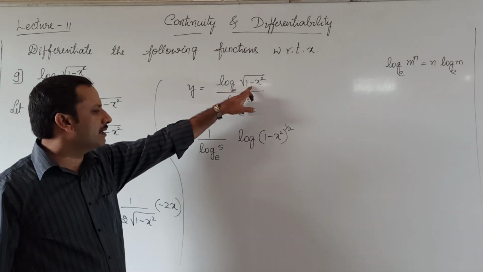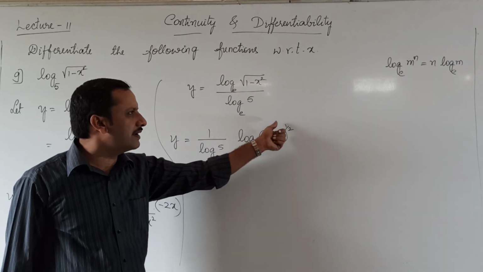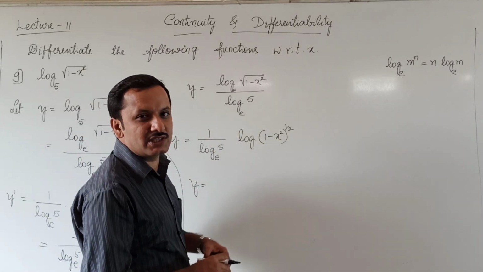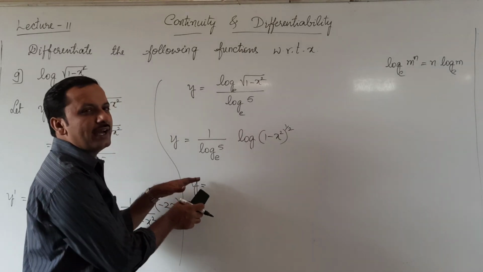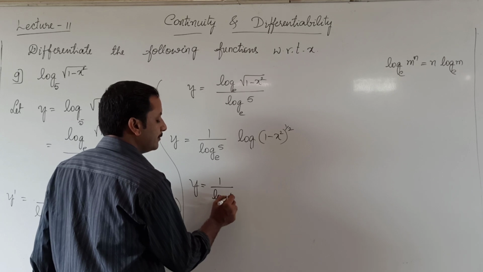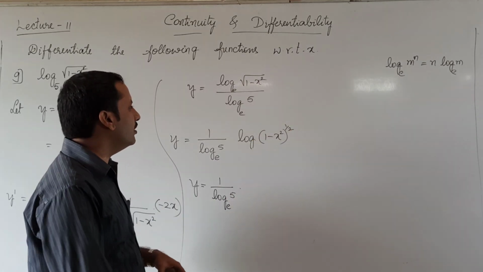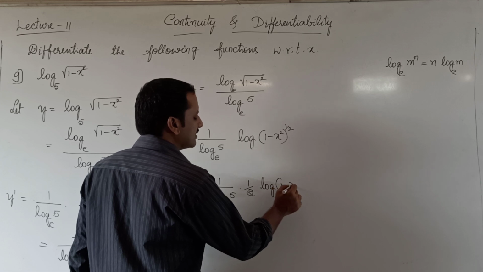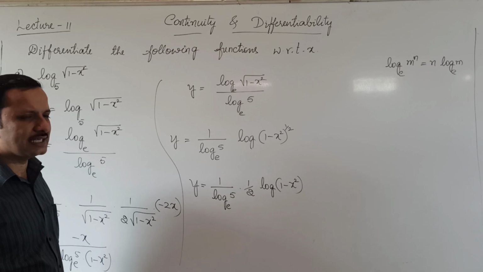So root 1 minus x square, I am writing as 1 minus x square to the power 1 by 2. And then log m power n is equal to n log m. See, this is not the property of differentiation. It is not. This is the property of logarithms, which I am using here. So far I have not differentiated this. So 1 by log 5 to the base e into log 1 minus x square to the power 1 by 2. I can write it as 1 by 2 into log 1 minus x square.